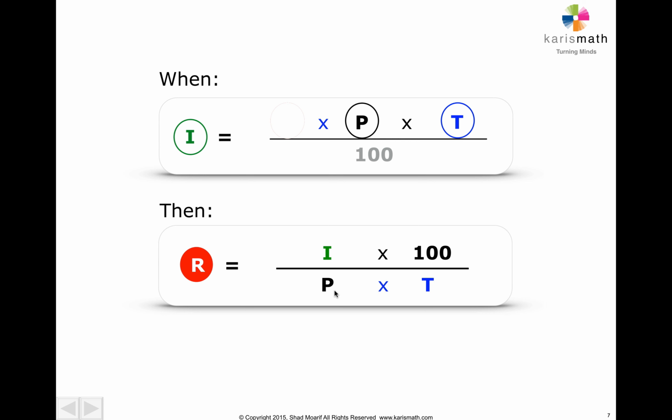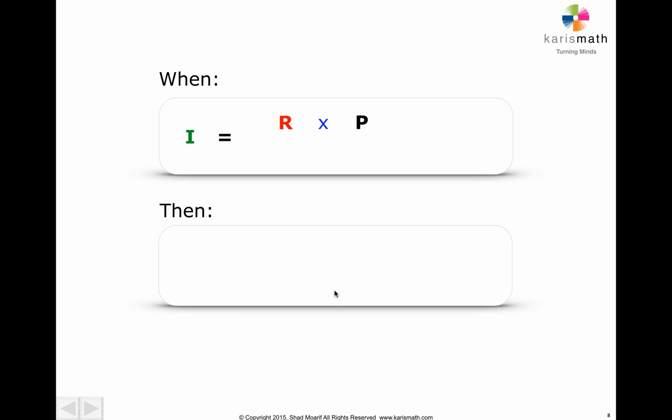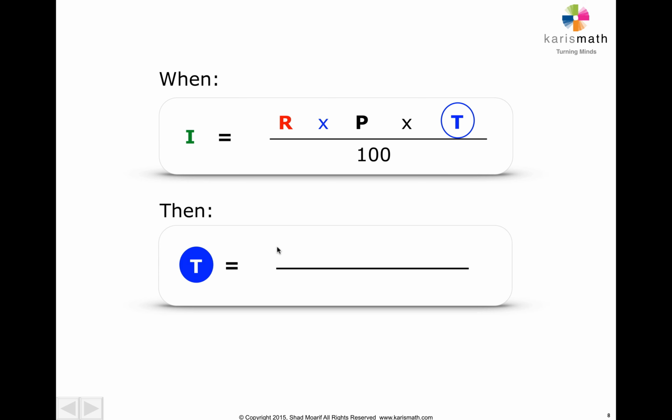There's your pattern. What about this one? Let's do this one. We want to know what T is equal to. Well, take T out here. The answer should be I times 100. Draw the line, put I times 100 on top, and below write down what is left, R times P. There you go. You've got all the different formulas for different ones right here.